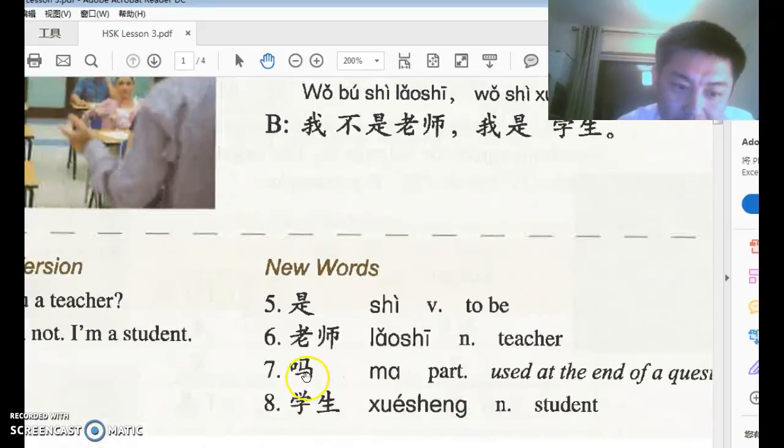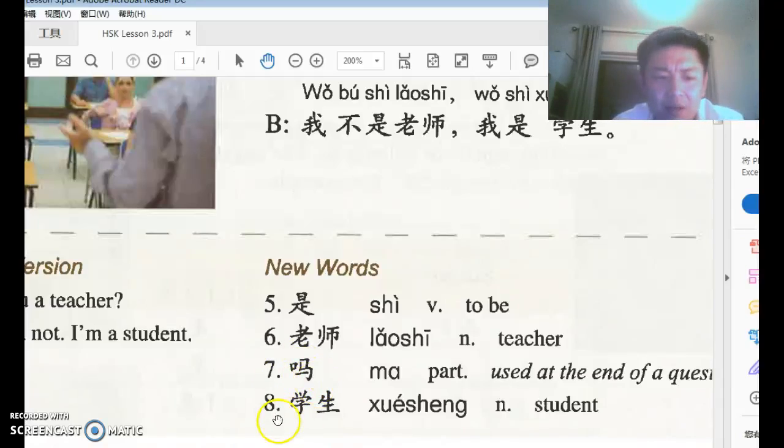Okay, so any statement before ma will be changed into a yes or no question by ma. Okay, and actually, if you look at that, the left part of ma is a little mouth, and the right part is a horse. So I don't know why, but that means ma. Now, number 8 is 学生. 学 is to study, 生 is a person. So studying person is a student.